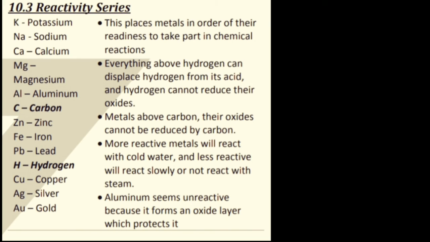So metals above carbon, their oxides cannot be reduced by carbon. Example, sodium oxide, potassium oxide, aluminum oxide cannot be reduced by carbon. But metal oxides below carbon, for example zinc oxide, iron oxide, lead oxide, can be reduced with carbon. Zinc oxide plus carbon forms zinc plus carbon monoxide. Fe2O3 plus carbon forms Fe plus carbon monoxide. Okay.